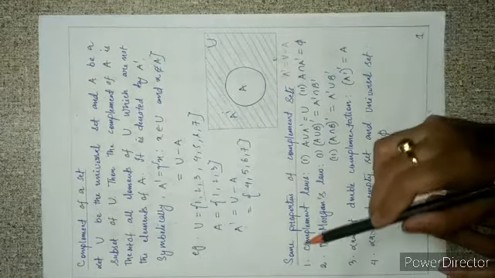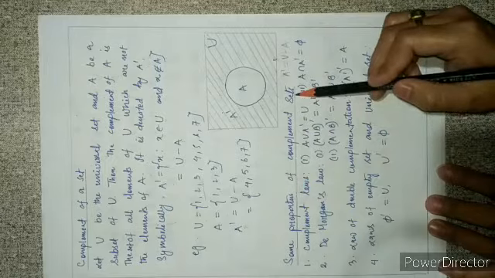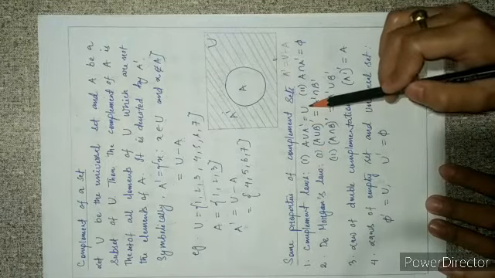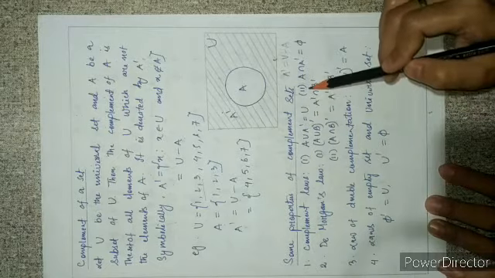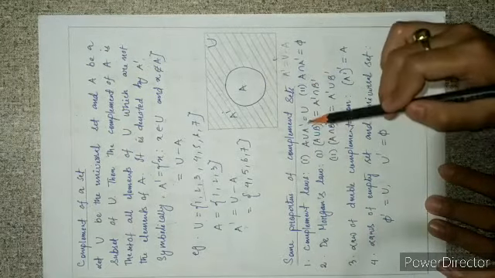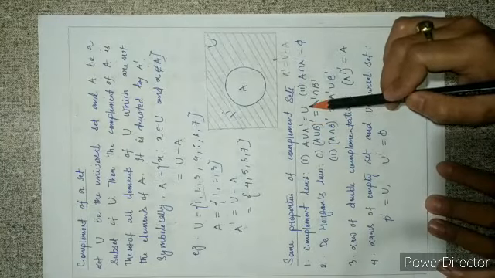Next, some properties of complement sets. Number 1, complement laws. A union A dash will be equal to universal, and number 2, A intersection A dash is equal to phi.